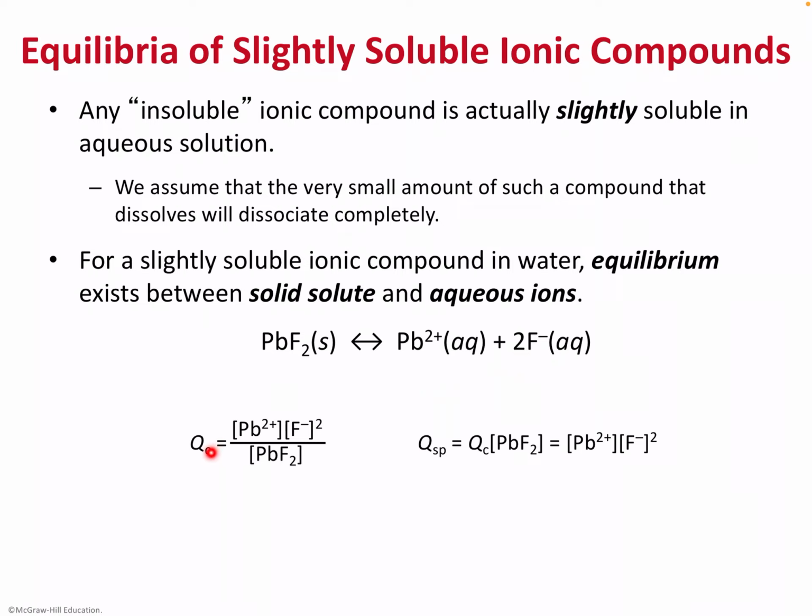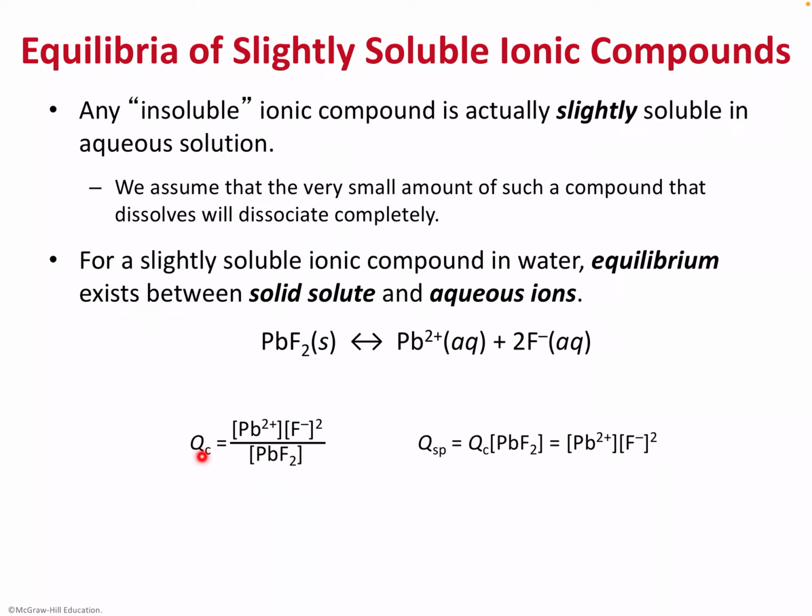So if you write the Qc, equilibrium quotient, for this one, which we had talked about in a previous chapter, Qc would be lead 2 plus concentration and fluoride ion concentration raised to the stoichiometric ratio or the molar ratio of your fluoride, which is 2, and you divide it by lead fluoride concentration. Now lead fluoride here, it is a solid. Remember, we learned that the solid doesn't have a concentration, it's constant.